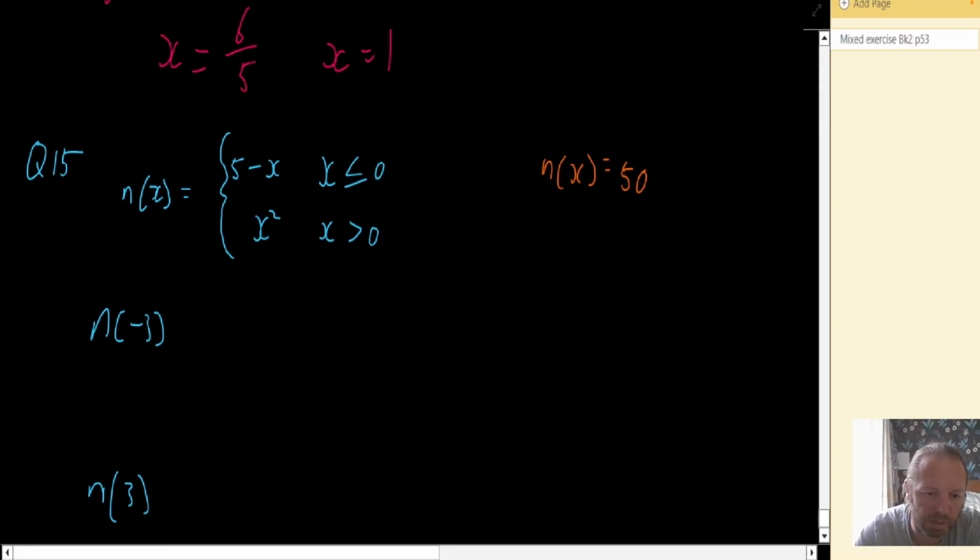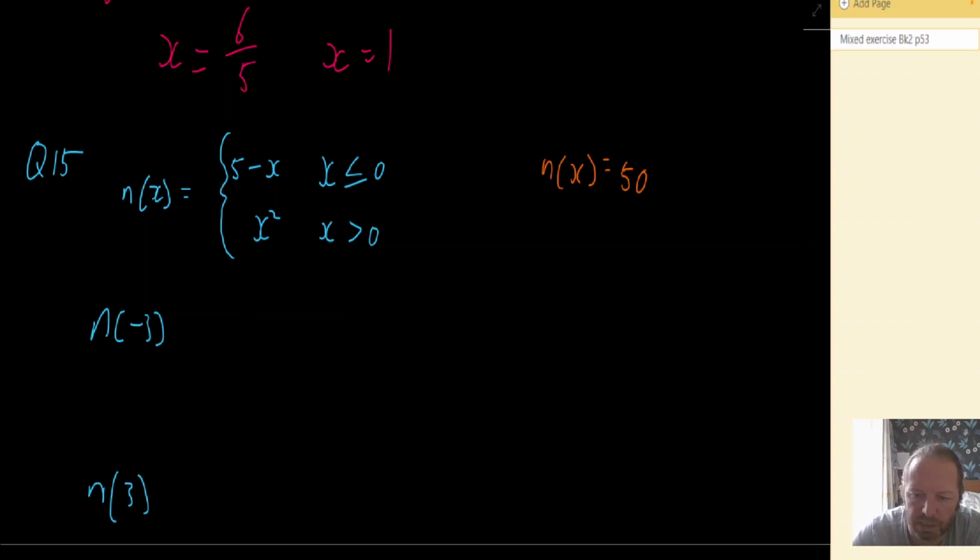Here we are, Pure Mathematics Year 2, Chapter 2, Functions and Graphs, Mixed Exercise, Book 2, Edexcel. Okay, question 15. n of x is 5 minus x when x is less than or equal to 0, and x squared when x is greater than 0. Find n of minus 3.